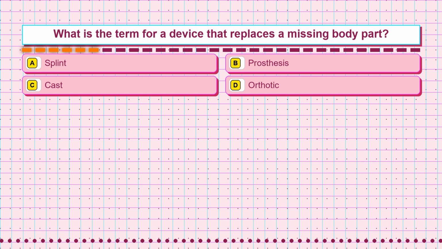Question 75. What is the term for a device that replaces a missing body part? Option A, a splint. Option B, prosthesis. Option C, cast. Option D, orthotic.